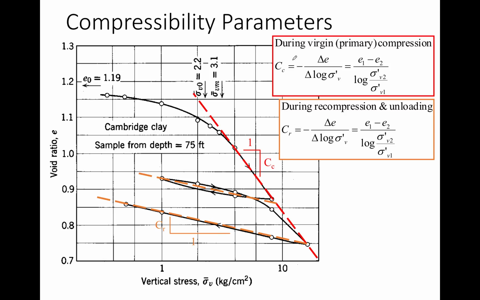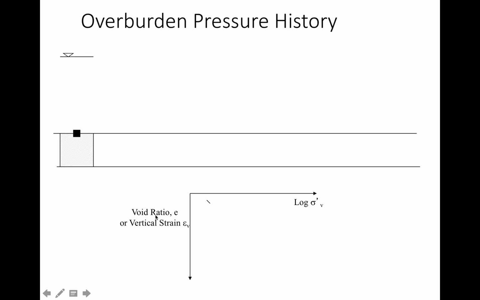The first is called C sub C. That's the virgin or primary compression. And then there's also C sub R, which is the recompression index or unloading index. Both of those are calculated as slopes. The first one, C sub C, is the slope of the main line, the loading line, and C sub R is the slope of the unloading or the reloading line. And we'll work some examples of how to calculate this in class and on the videos.